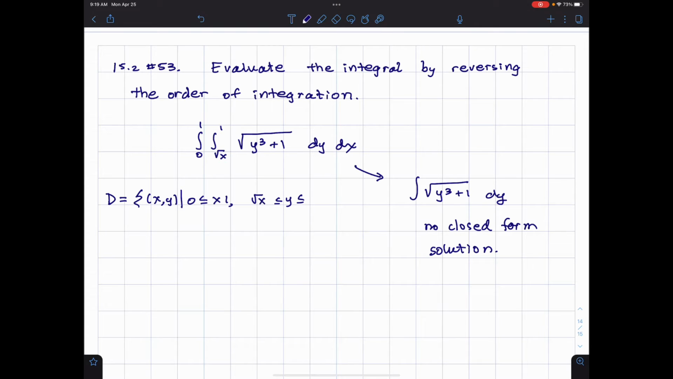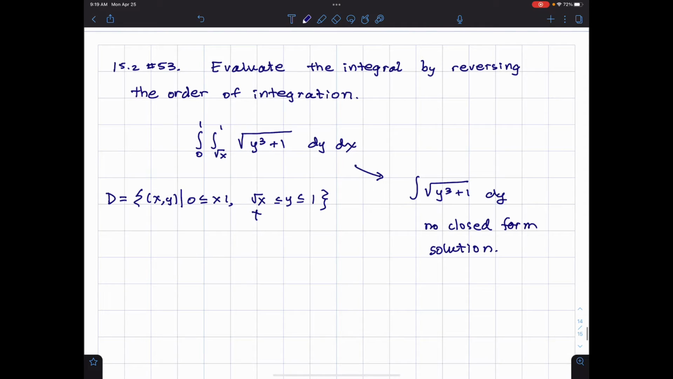And notice that the region D has nothing to do with what function we're integrating, the integrand. It only has to do with these bounds. So you could have a totally different function and still have that same D. And so this right here means the functions are y equals radical x and y equals 1.